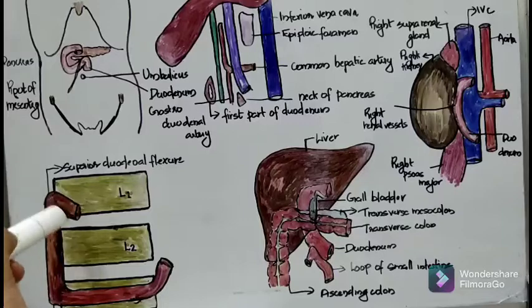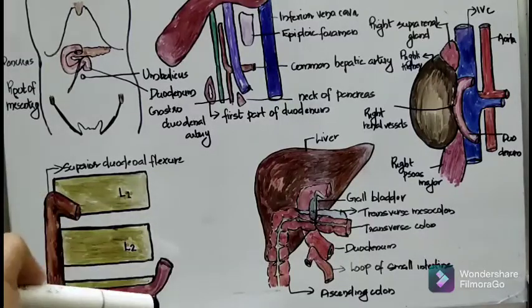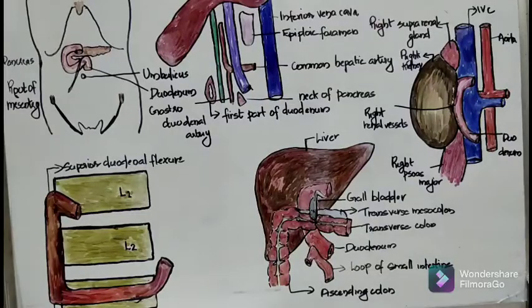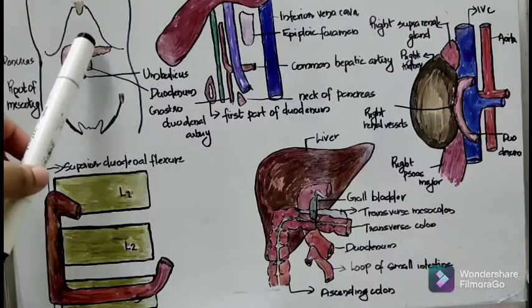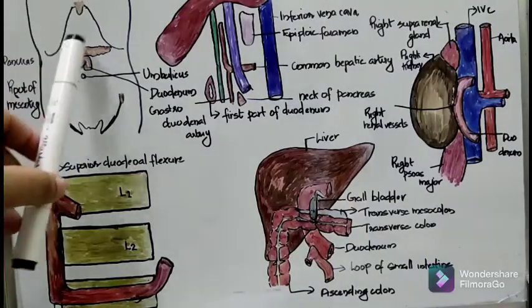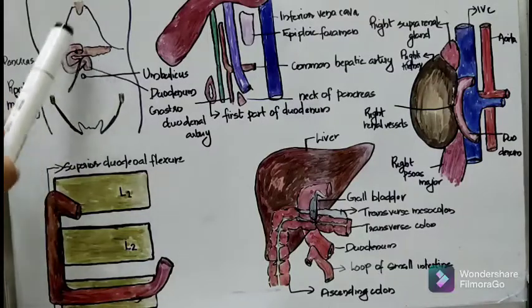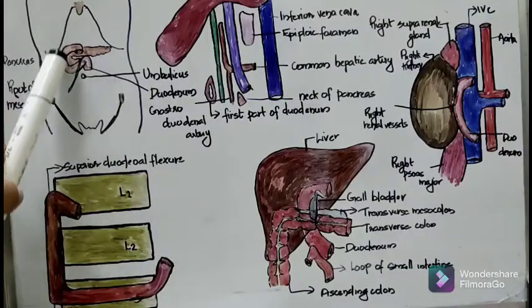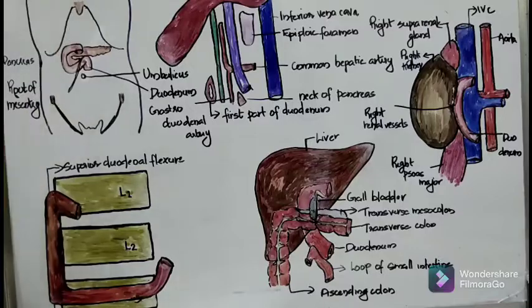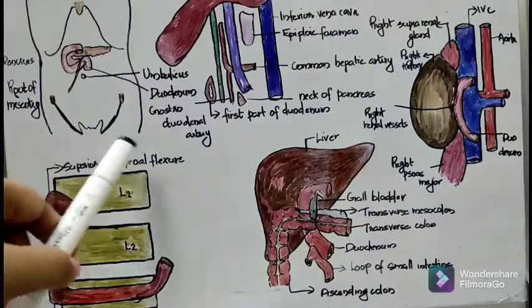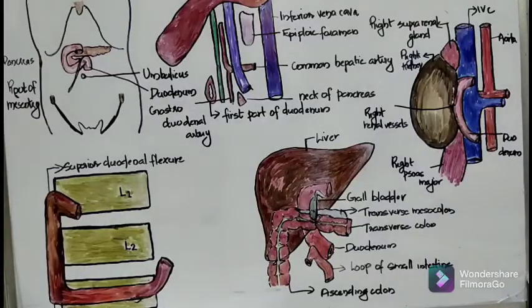The duodenum is the shortest, smallest and the most fixed part of the small intestine. It is curved around the head of the pancreas. This is the pancreas, and the duodenum is curved around its head in the form of the letter C. It can be divided into 4 parts.